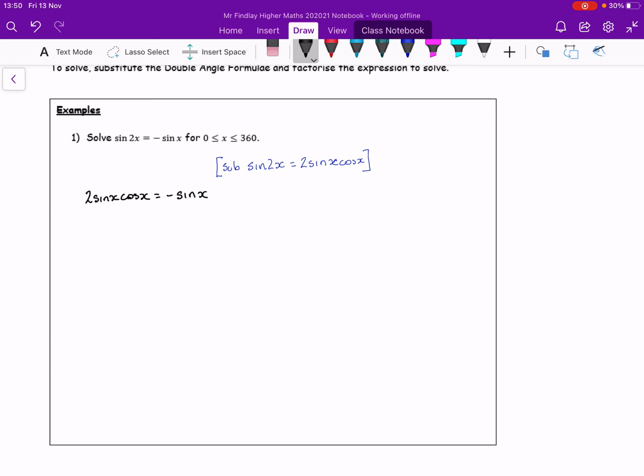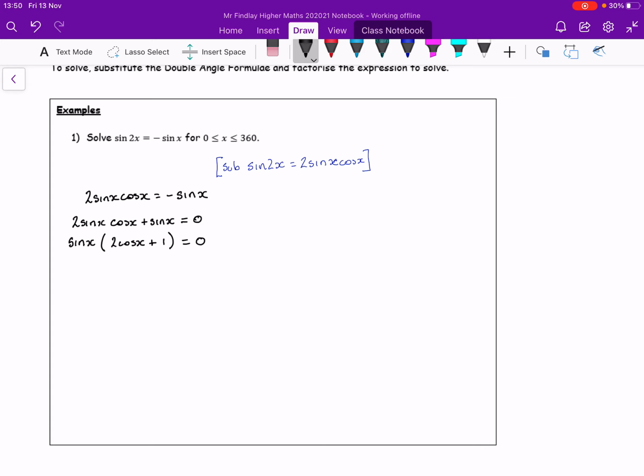Bring everything over so it's equal to 0. Add sin x onto both sides. In this form, what we're looking to do is factorise. It's not a typical trinomial, but the very first thing we'd look at is our common factor. 2 sin x cos x plus sin x gives a common factor of sin x: sin x times (2 cos x plus 1) is equal to 0.